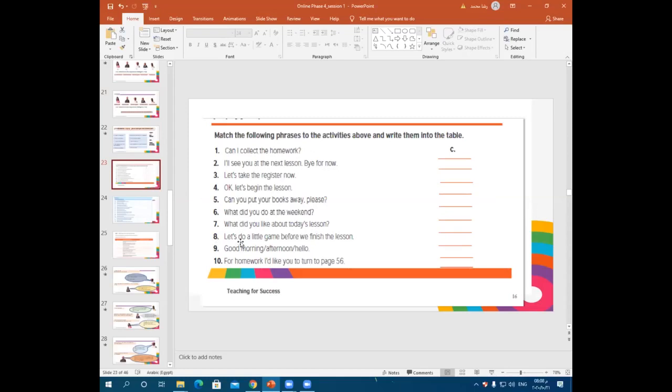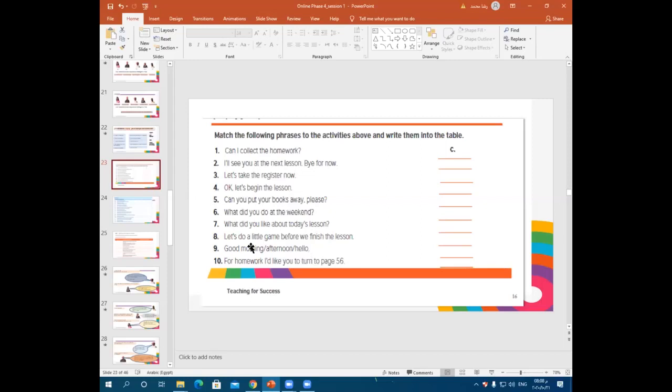Let's do a little game before we finish the lesson. Doing games, which approach? Start the plan. Start a plan, excellent, because we're starting doing a game. Number 9, good morning, afternoon, or hello. Which approach is it? Greeting the learner. Greeting the learners, excellent.